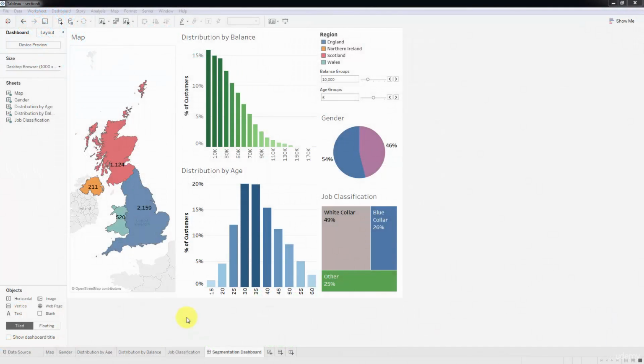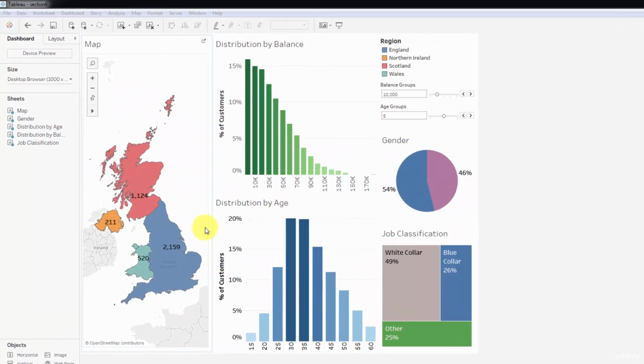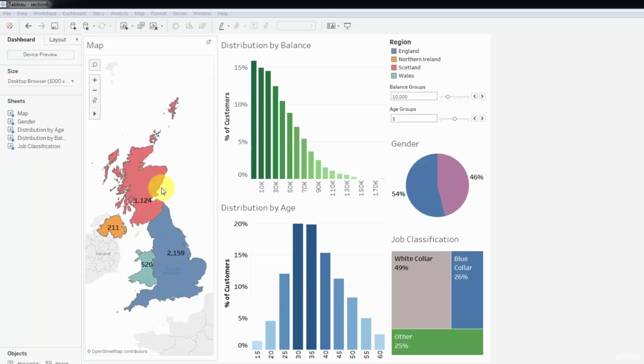And in the previous sections of this course, we created the dashboard. It's all ready to go. It's fired up. Let's have a look at it and analyze what's happening in the different regions of the UK for this bank. So to get into it right away, this is our customer baseline. Let's have a look at it. We know that most of our customers are in England, then second place is Scotland, then Wales, then Northern Ireland.